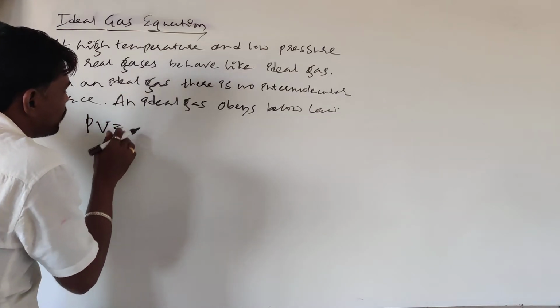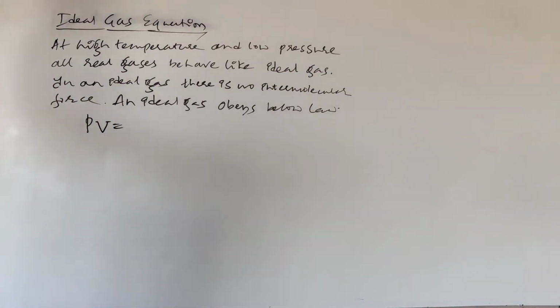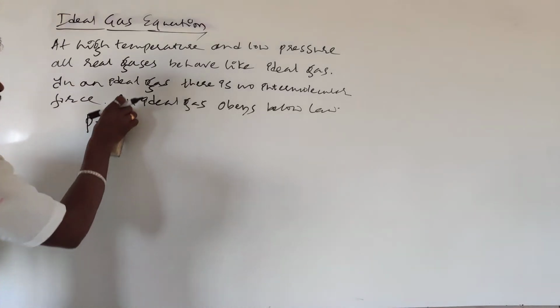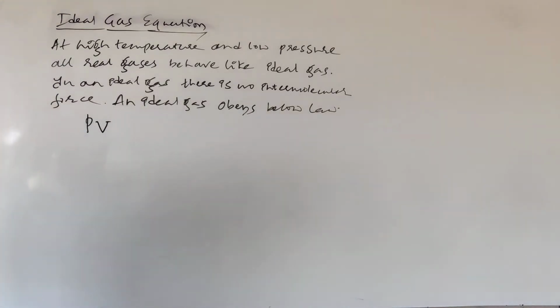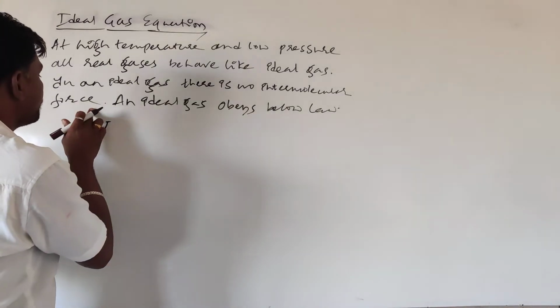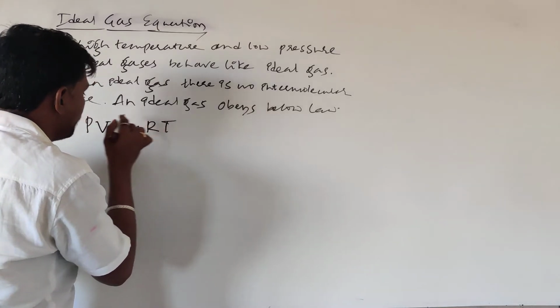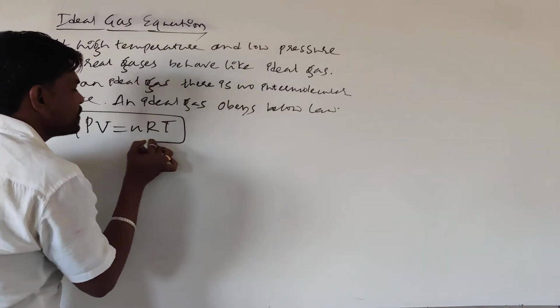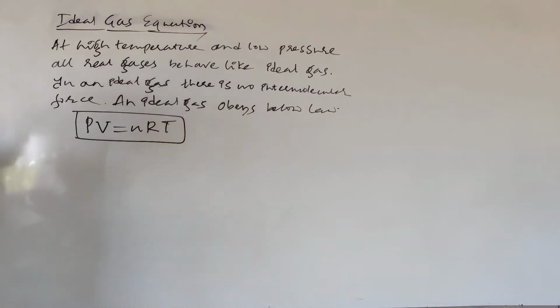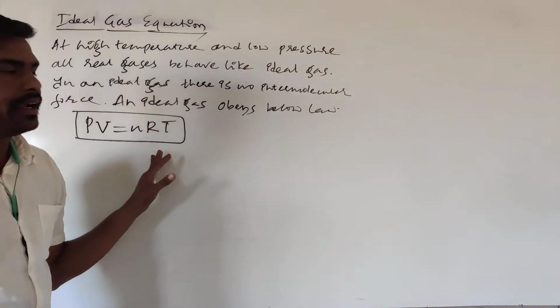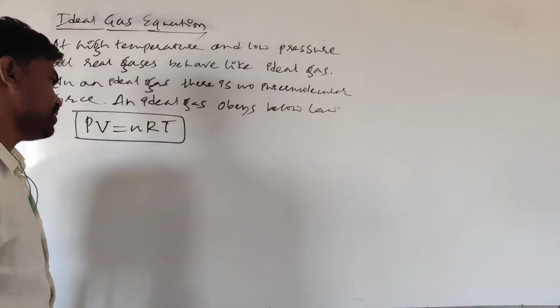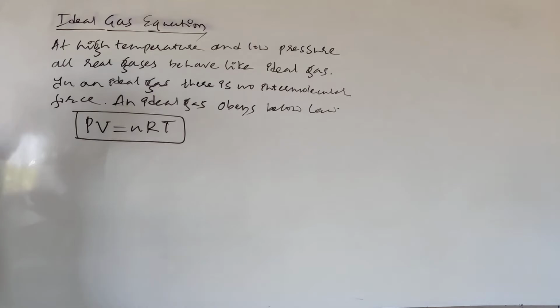PV is equal to nRT. PV is equal to nRT is called the ideal gas equation, right?